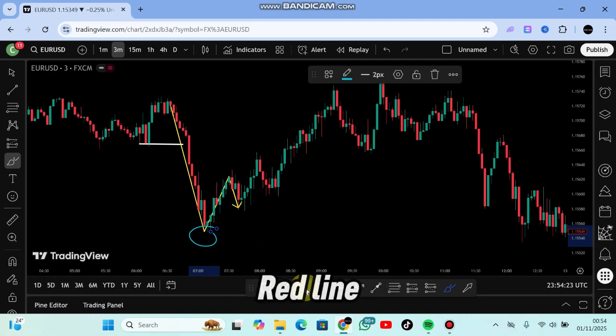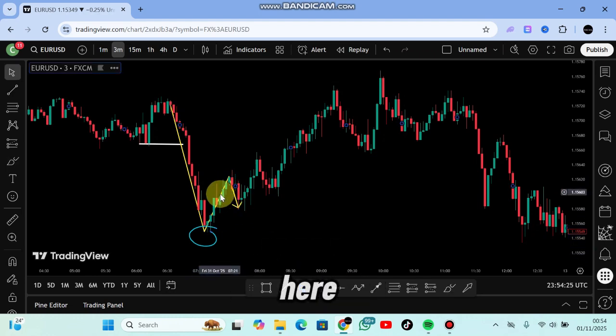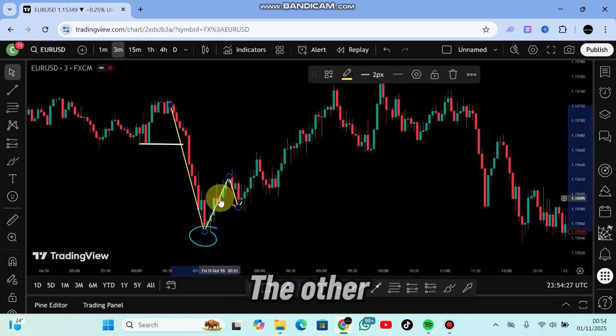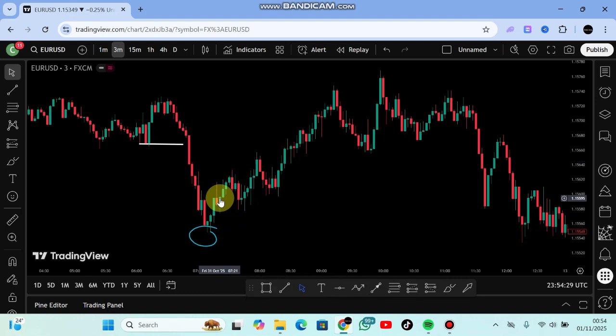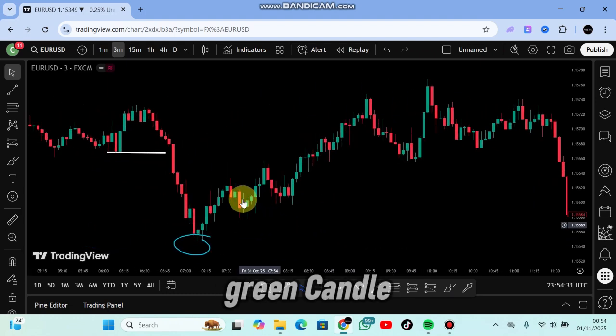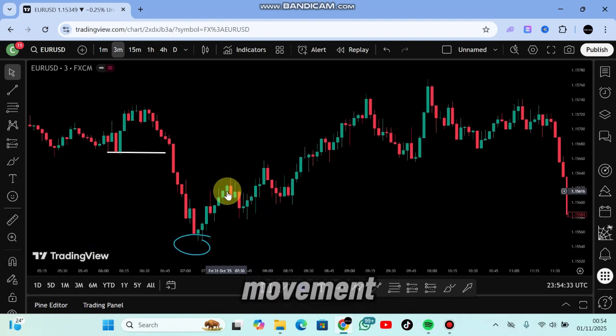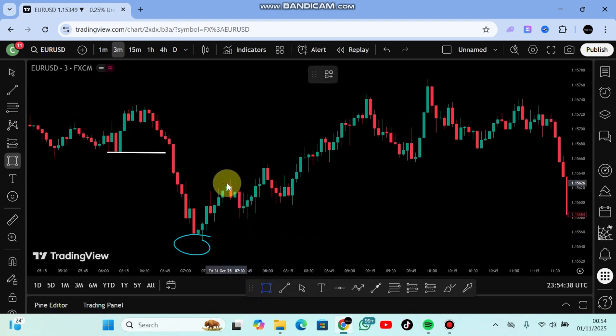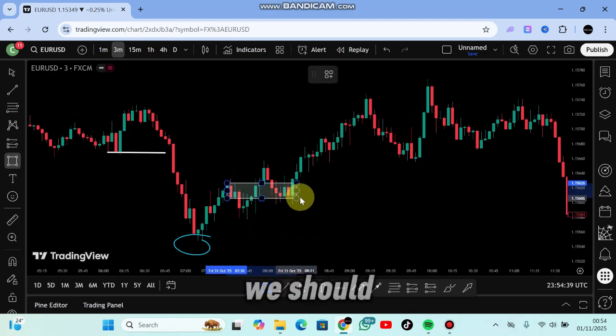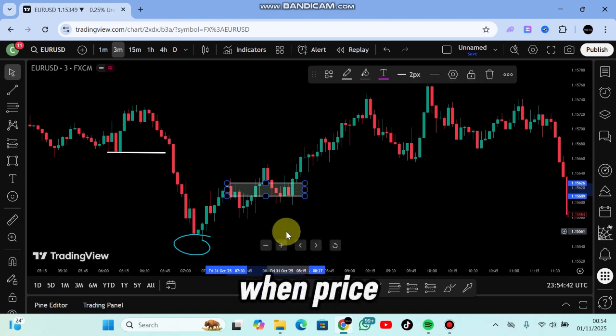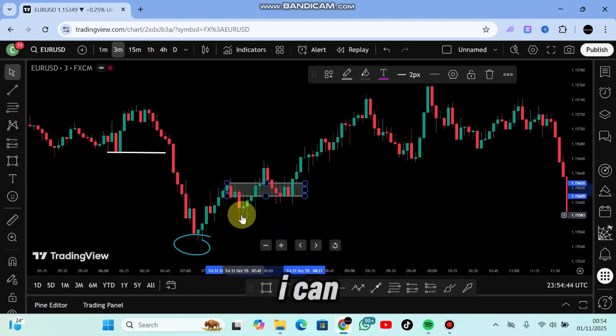Let me move this yellow line. The order block candlestick will be what? It will be this particular green candle that created this downward movement. So if you draw it out, right? Draw it out. What we should look for is when price reverses and pierces through.